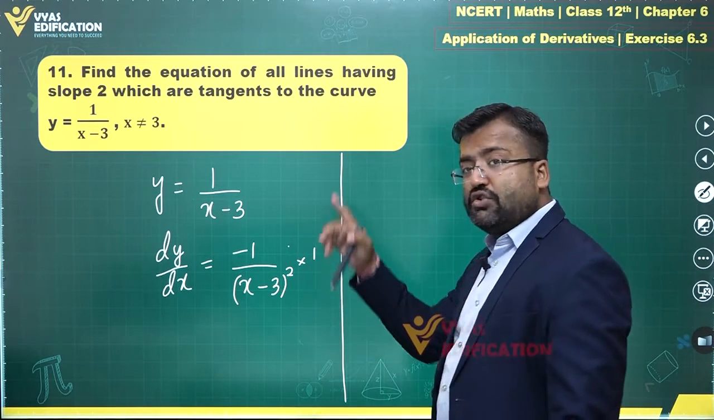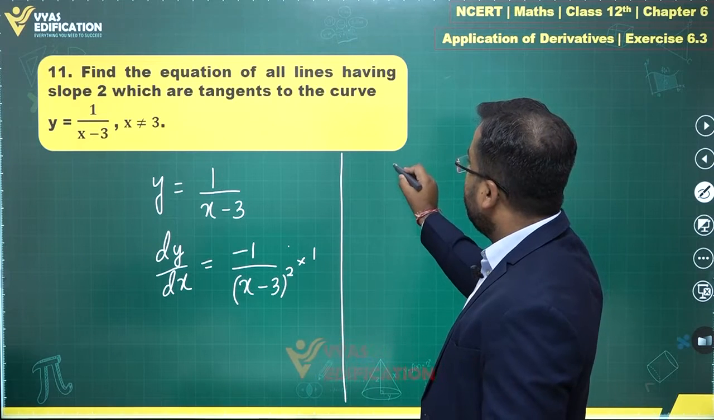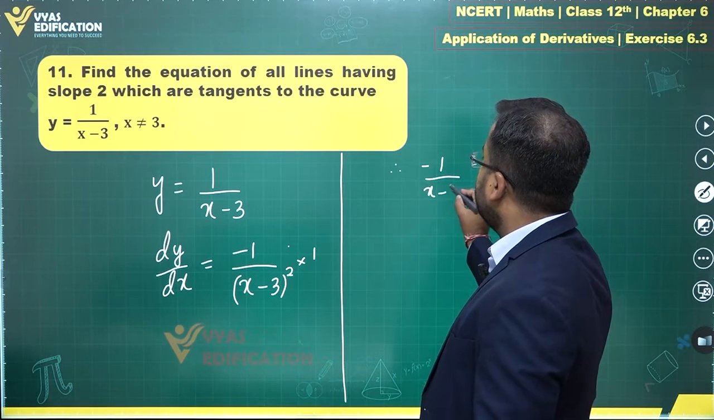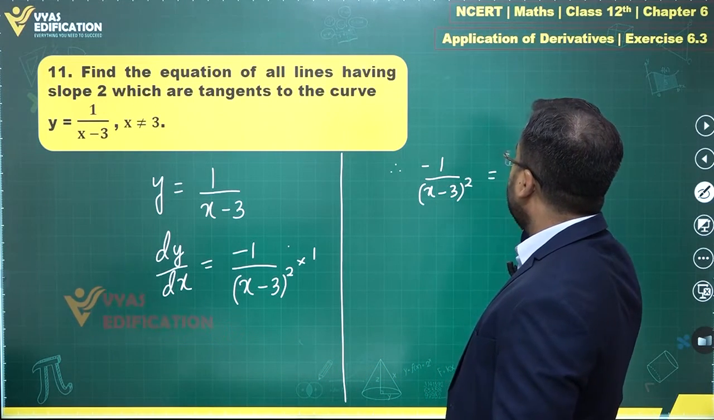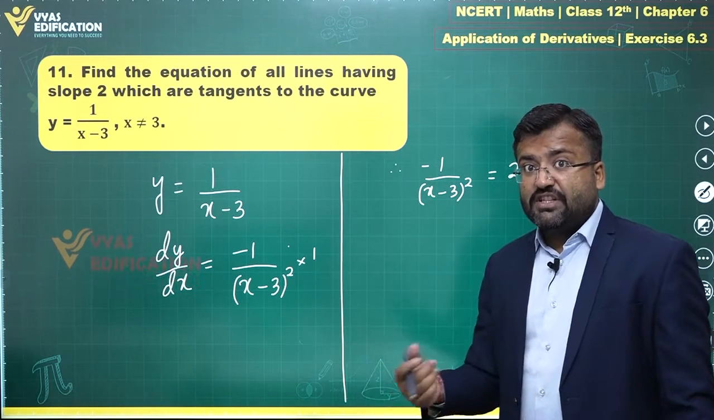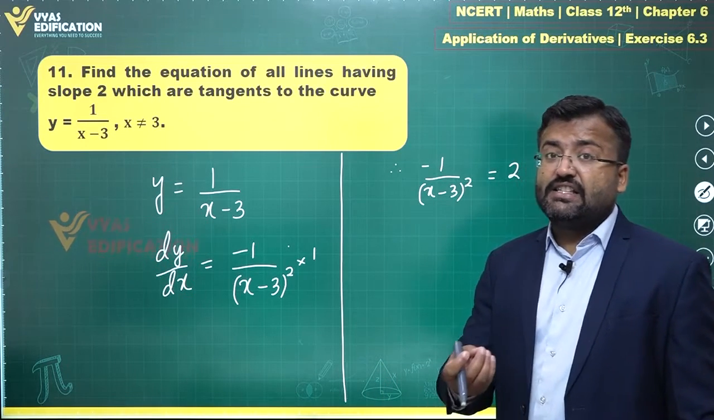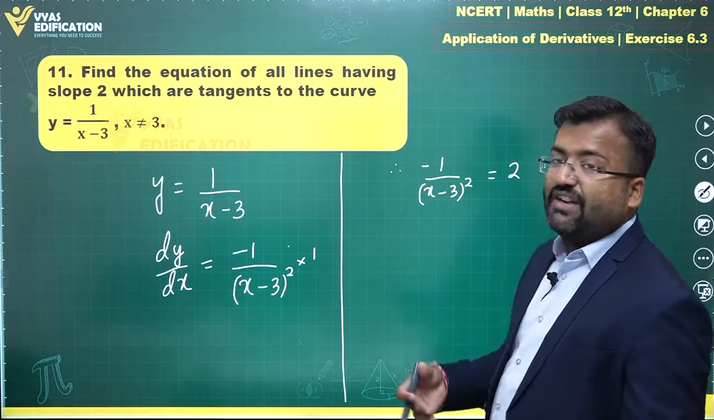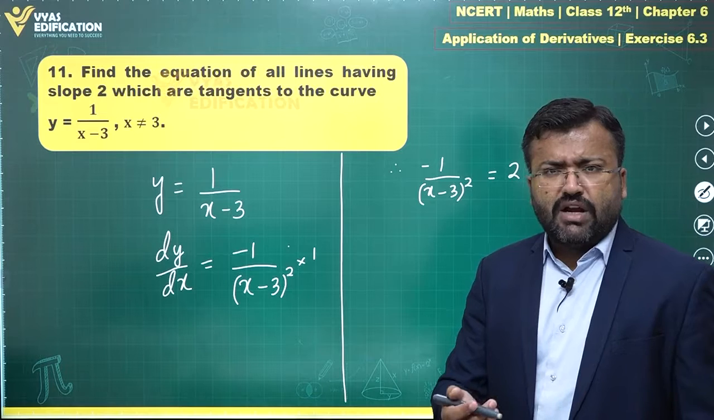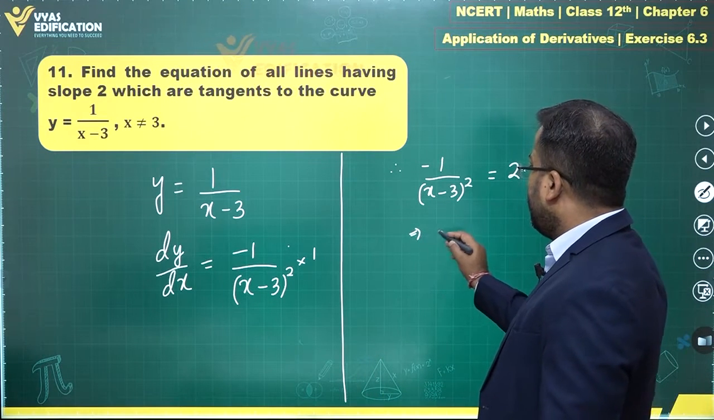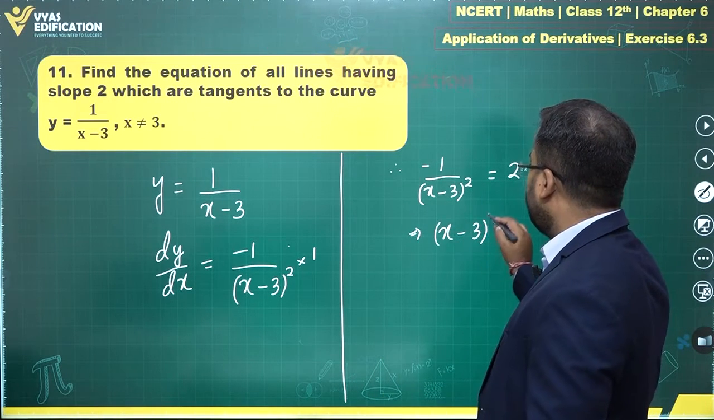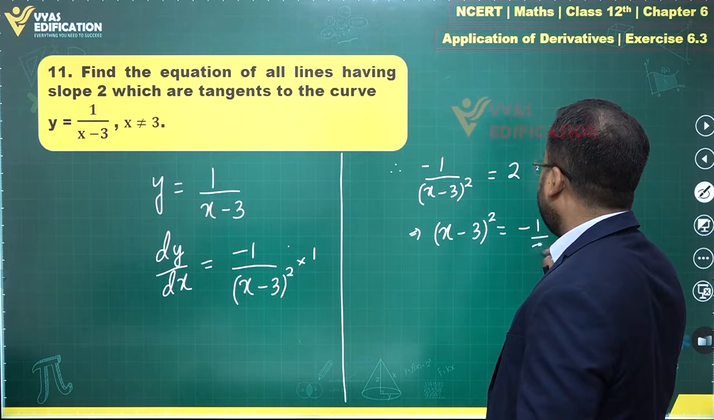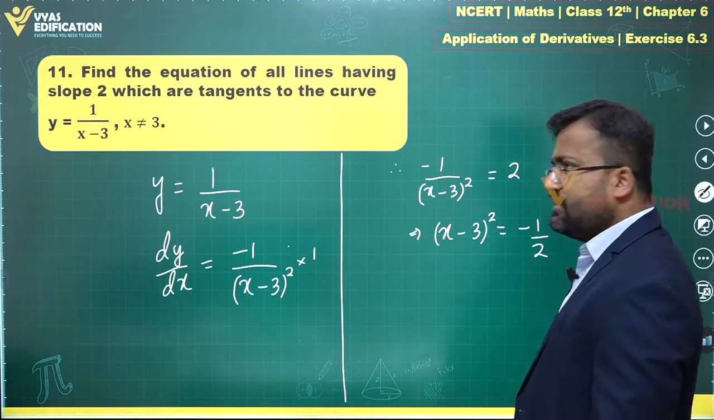This is equal to the slope of the tangent, so therefore minus 1 upon x minus 3 square is equal to 2. On the basis of this I can find the value of x, that is the point at which the tangent exists. Slope is given, I can find the point and then I can find the equation. But do you realize that from here you will get x minus 3 whole square is equal to minus 1 by 2?